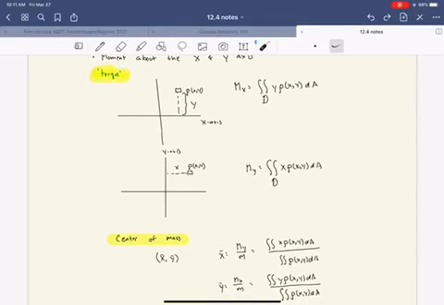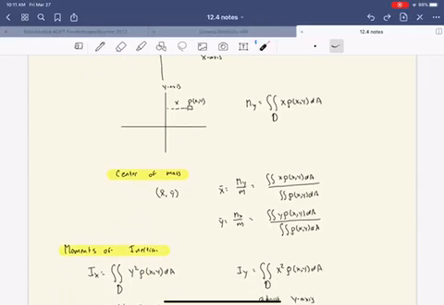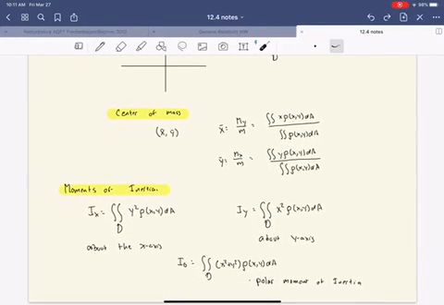Similarly, the moment about the y-axis. The rotation around the y-axis, or the torque, is governed by that distance x from the y-axis. So that's how the x comes into play. The moment about the y-axis is the integral over the region of x times the density dA.